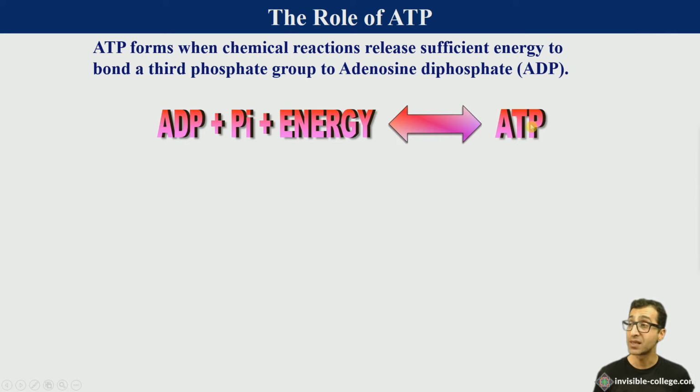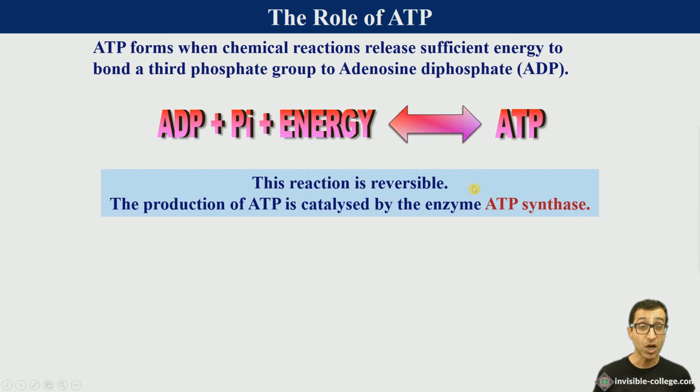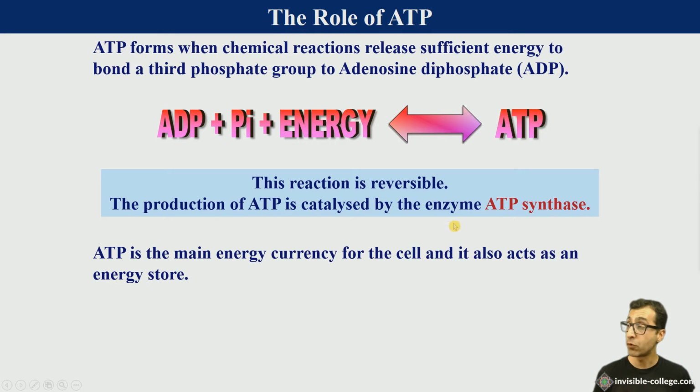So in other words, we can hydrolyze that terminal phosphodiester bond back to form ADP, an inorganic phosphate, and the release of that energy. So the production of ATP is catalyzed by the enzyme ATP synthase, and ATP is sometimes referred to as the energy currency of cells. It's the main form in which energy is stored and transported to where it's needed within cells.